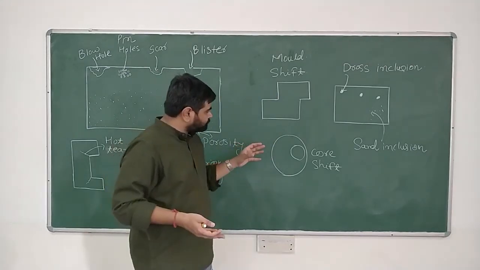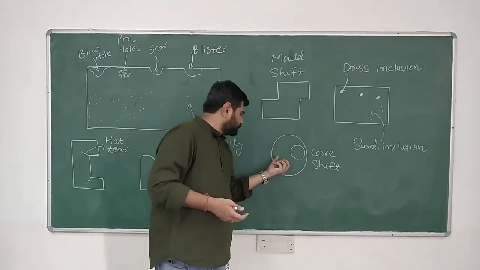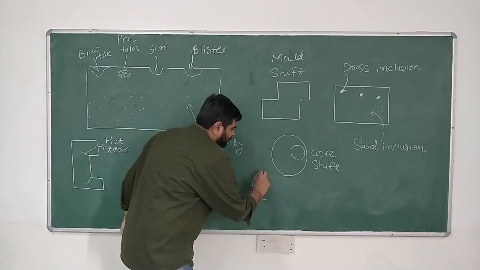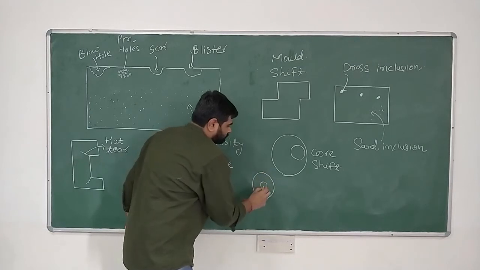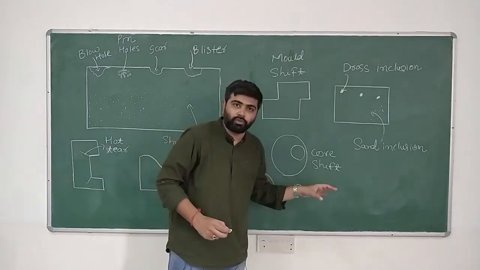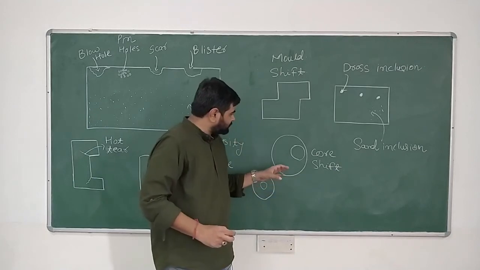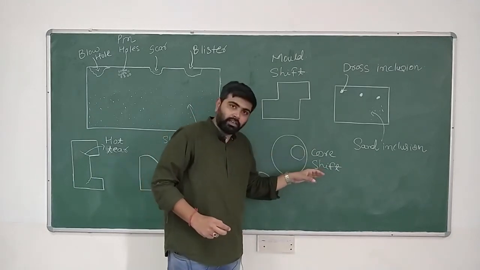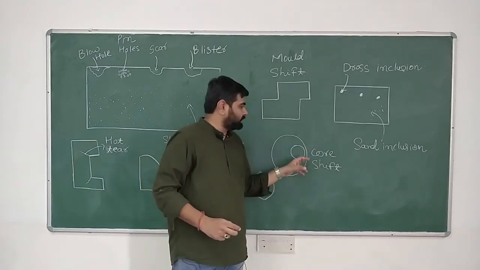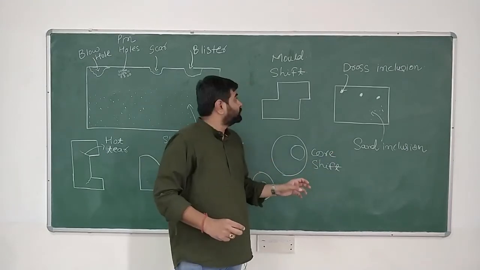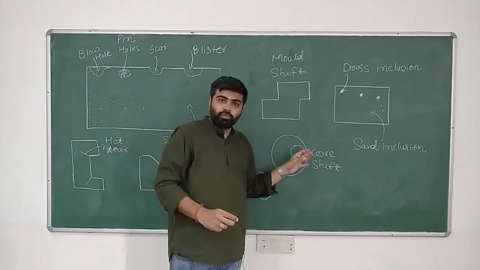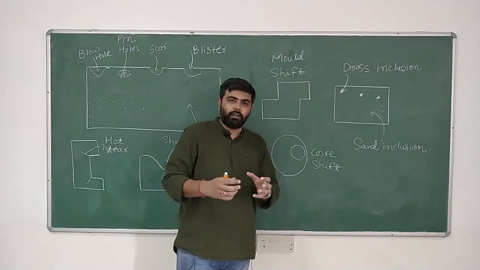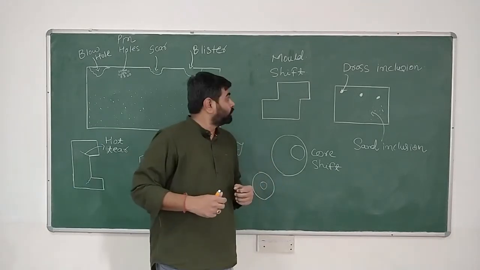Sometimes when we want to produce a hole in the center of a casting, but the core has shifted from its original position, in that case the hole will also shift, and that particular defect is called a core shift. So mold shift and core shift are the two defects which happen because of the shifting of a cope and drag or a shifting of a core.